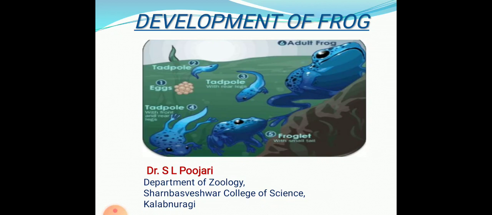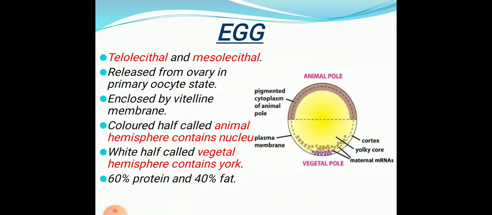Already you know the definition of developmental biology: development of organism from egg to an adult. So that is called developmental biology. In the frog, how the adult frog can be developed from the egg, that we have to study. So let's start with the structure of egg. From the egg only we have to start.